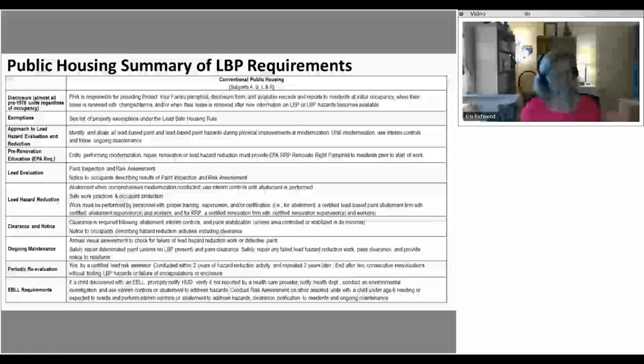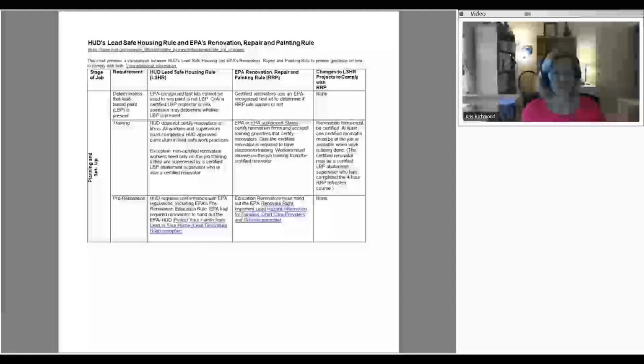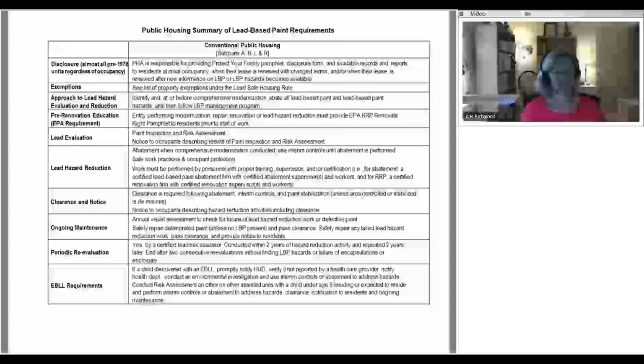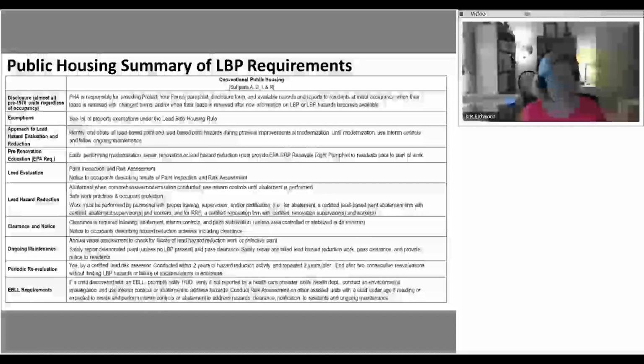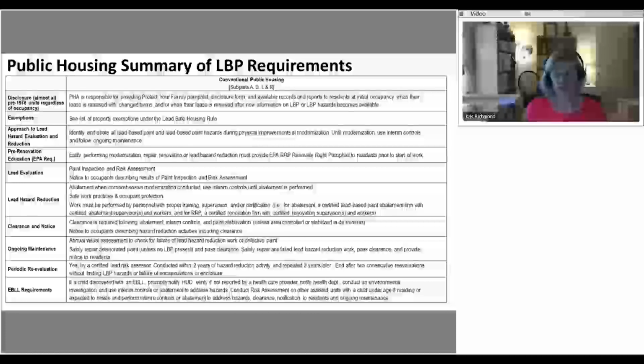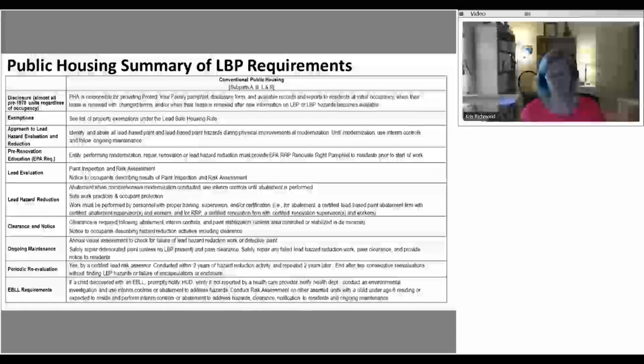This is also a handout for you. It's a summary chart. We got a lot of handouts. So this is what the handout looks like. We've put the same thing onto the slide here. And the chart really provides a summary of the Lead Safe Housing Rule for public housing. We're going to refer to it during the session. It's a really high level of all the requirements, and like I said, we're going to go into detail about each of these as we go through it.